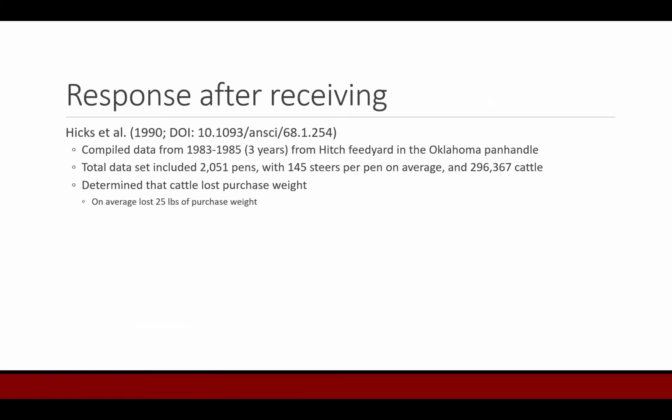All right. So Hicks in 1990 compiled data from 1983 to 1985. So that's a 3-year period from Hitch Feed Yard in the Panhandle, Oklahoma. Their total data set included 22,000 pens with 145 steers per pen on average. So just under 300,000 cattle. Okay. They determined that cattle lost purchase weight, and on average, they lost about 25 pounds.